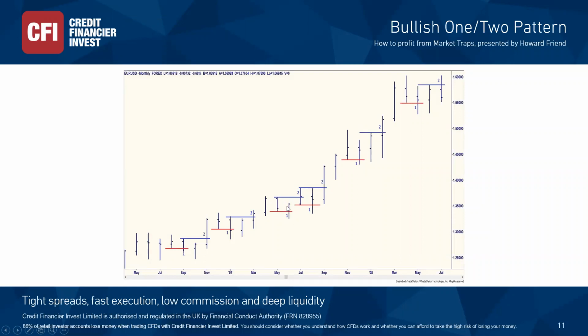We get the 1 to the downside. Here's the 2, breaks through the 2. Not a particularly great one this time, but they don't all produce great profits. I guess there was a bit of an opportunity here.